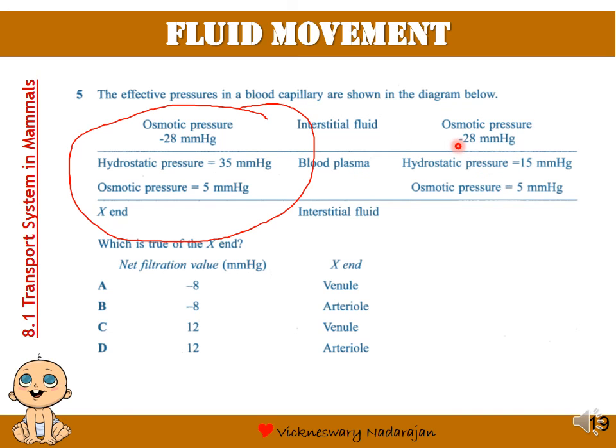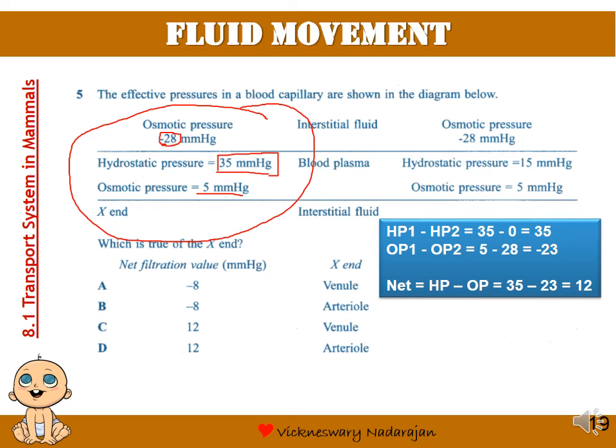We only pay attention to this part of the question and we completely ignore the other part. So the formula, remember, is HP1 minus HP2. HP1 is 35 millimeters of mercury, HP2 is 0. So HP at the moment is 35. Then we subtract OP2 from OP1. So 5 minus 28. As I said, we ignore the negative. So 5 minus 28 will give us 23.